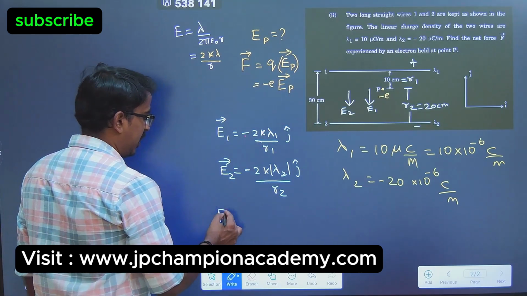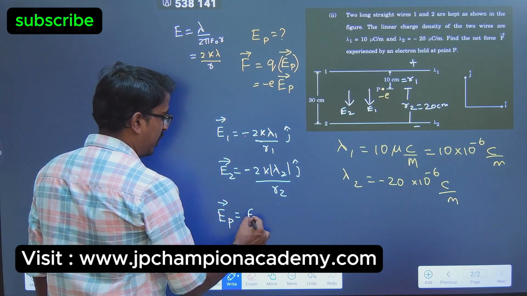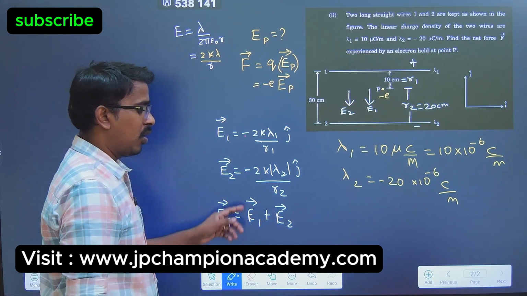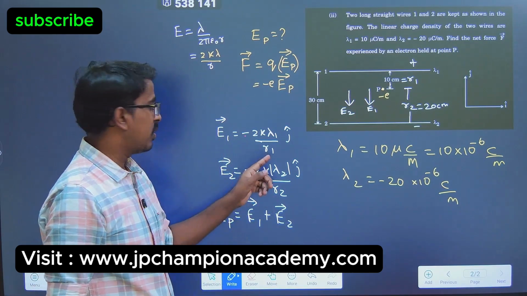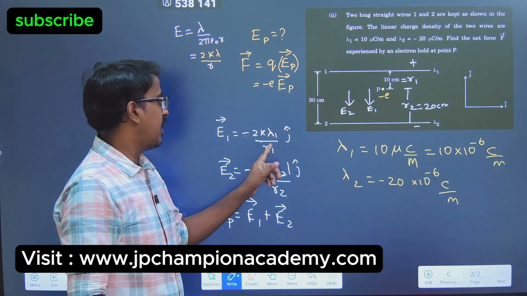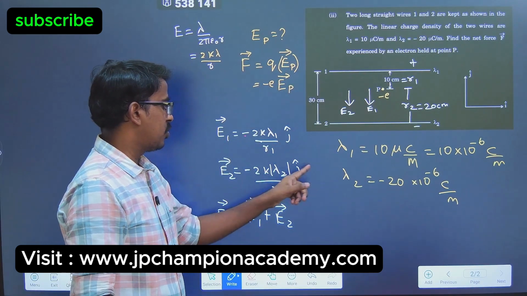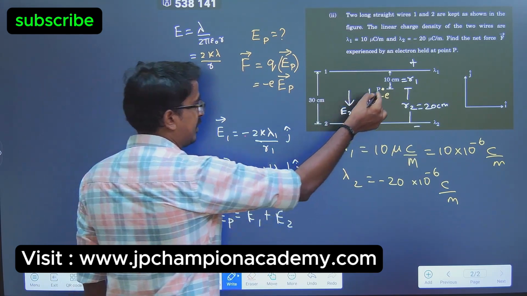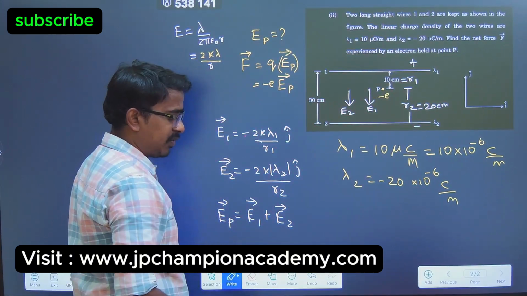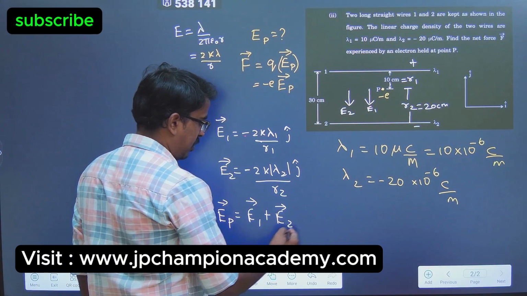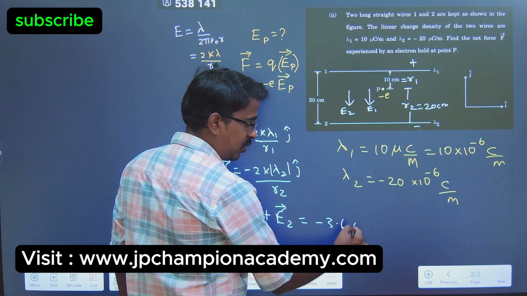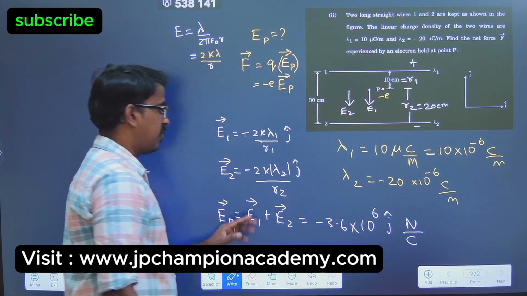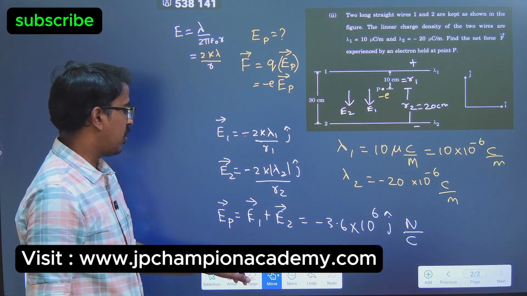Now if you want to find the field at point P, what do we need to do? Field due to the first wire plus field due to the second wire: E1 vector plus E2 vector. Now substitute k as 9 × 10^9, lambda 1, and the magnitude of lambda 2, along with r1 and r2. They are in centimeter, so convert to meter. Then the final answer you are going to get, note the value, is minus 3.6 × 10^6 j cap newton per coulomb. This is the electric field. Just substitute the values and you will get the answer. Now we have the electric field at point P.